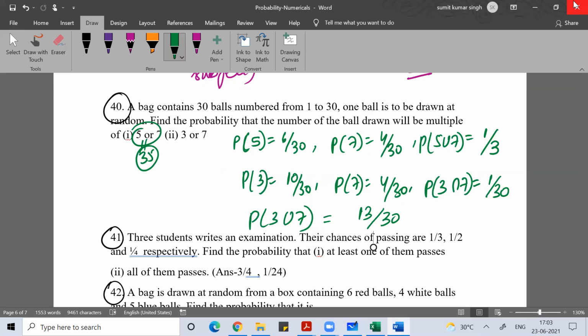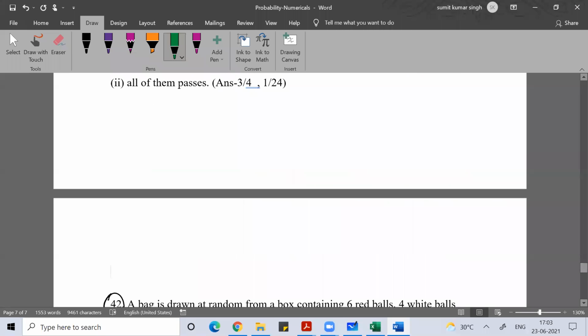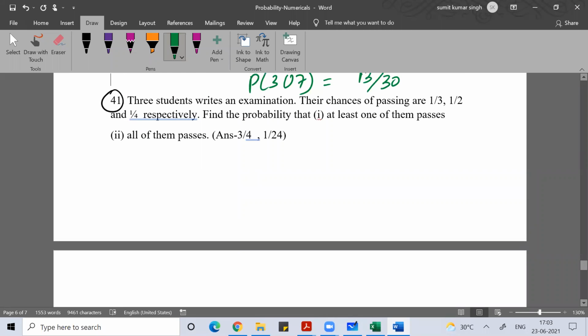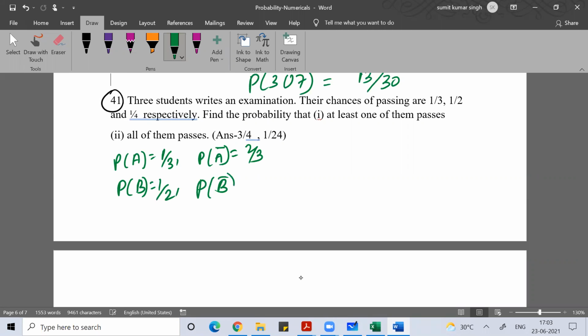So then question 41, like this we have done a lot. 3 students write the exam, their chances of passing are given to you. Probability A passes is 1 by 3, so A does not pass, that would be 2 by 3. B passes is 1 by 2, so B does not pass, that would be 1 by 2. C passes is 1 by 4, C does not pass, that would be 3 by 4.